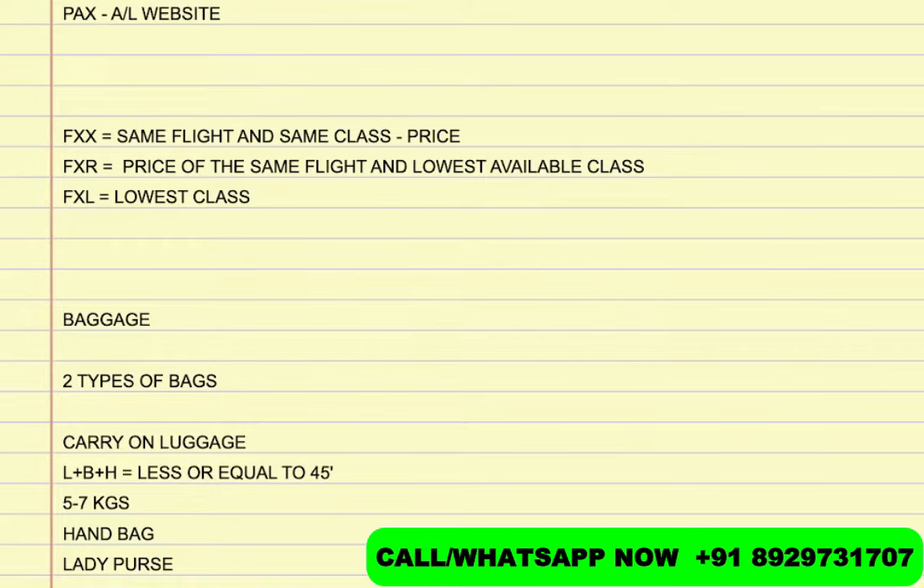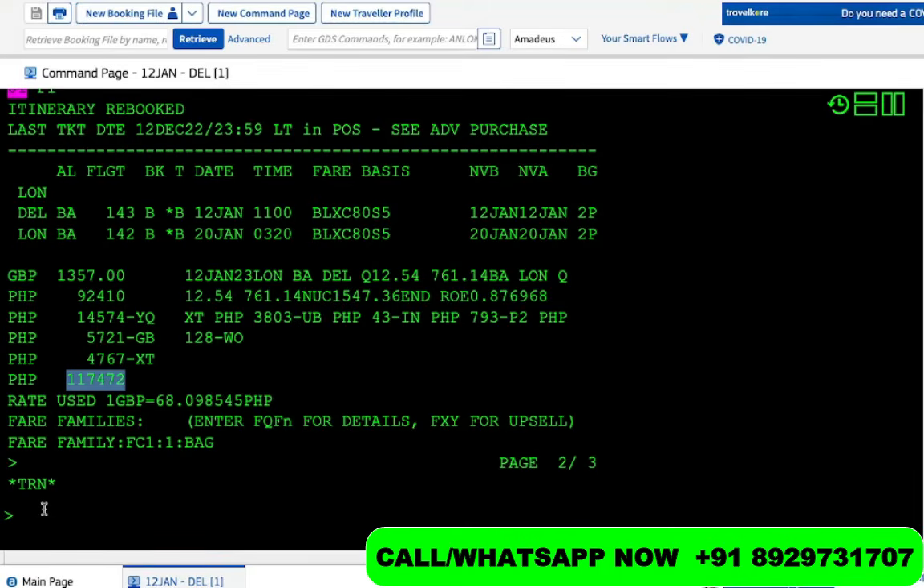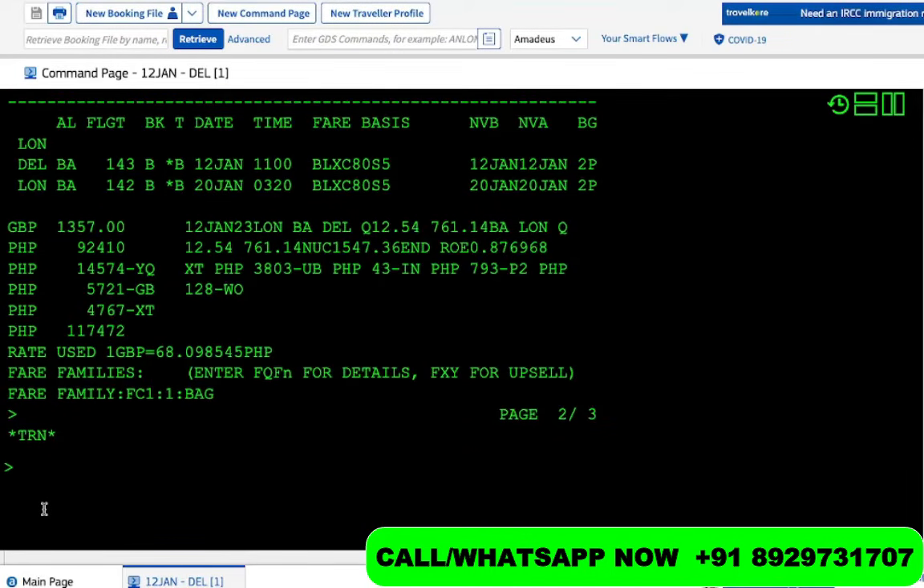And if the airline catches this travel agency, they send them an ADM. ADM is an agency debit memo, a notice sent by the airline. So FXL gives you the lowest class possible of the same flights that you have picked up. Now, what is lowest class possible? Lowest class possible means the lowest class this airline has ever sold this flight combination for. It might not be available, but this is the lowest possible option that the airline has sold this flight for.